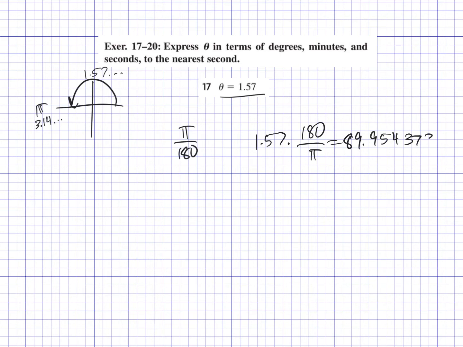89.954373. Let me check, make sure that's right again. Okay, that's right, and it just keeps going. Now, that would be 89 degrees, 0.954373. Now, how do we get minutes and seconds?